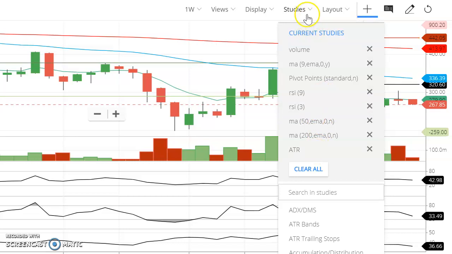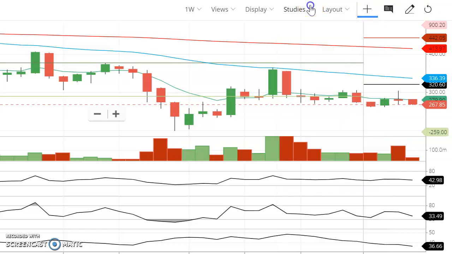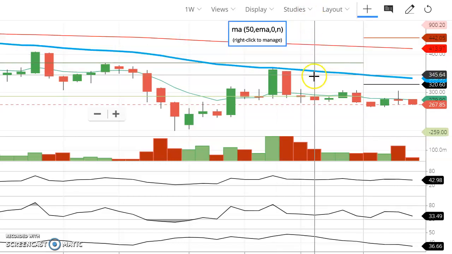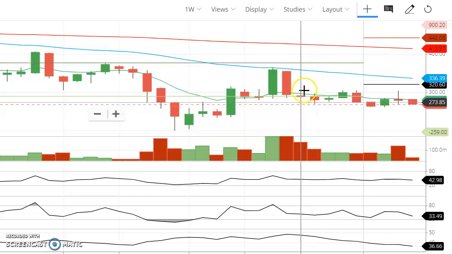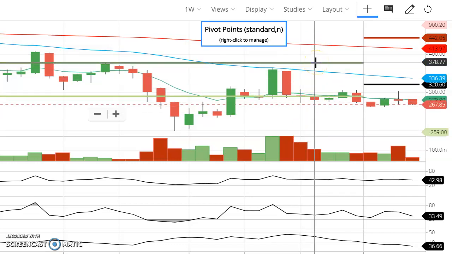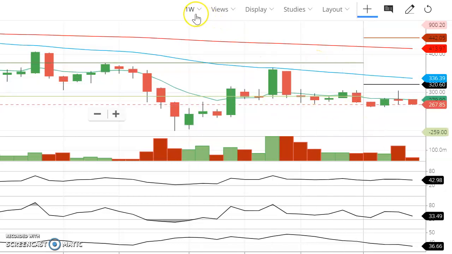You just need to click Studies, type in the search, and you can add those indicators to your chart. So this is the 200 moving average, 50 moving average, 9 moving average. There are pivot points available. This is a candlestick chart of the weekly time frame. This is volume, and this is RSI 9, RSI 3 and ATR.